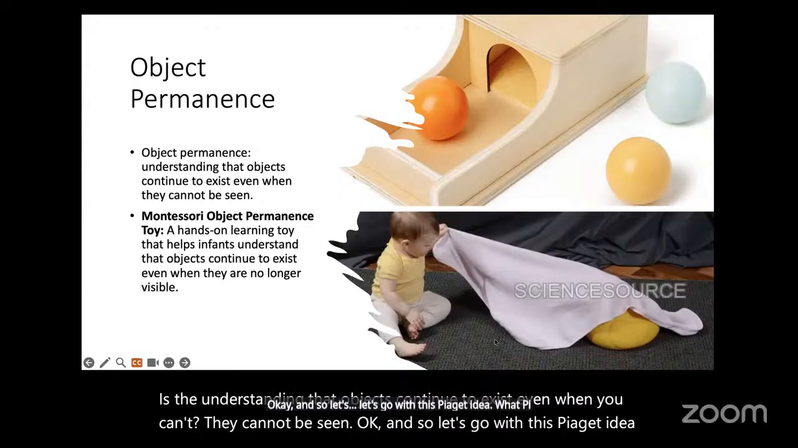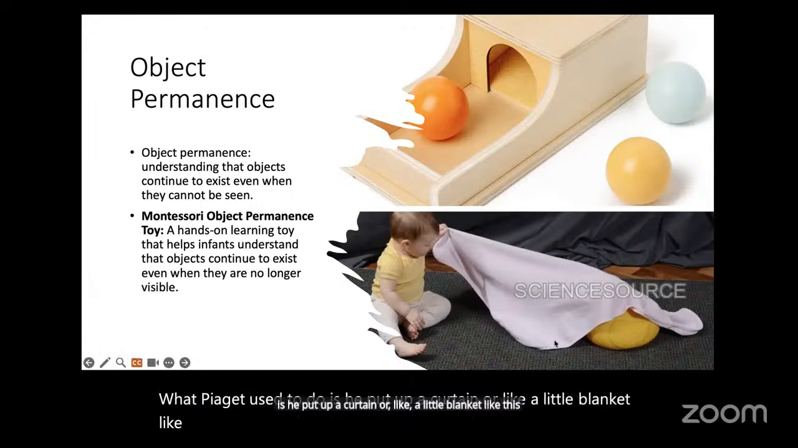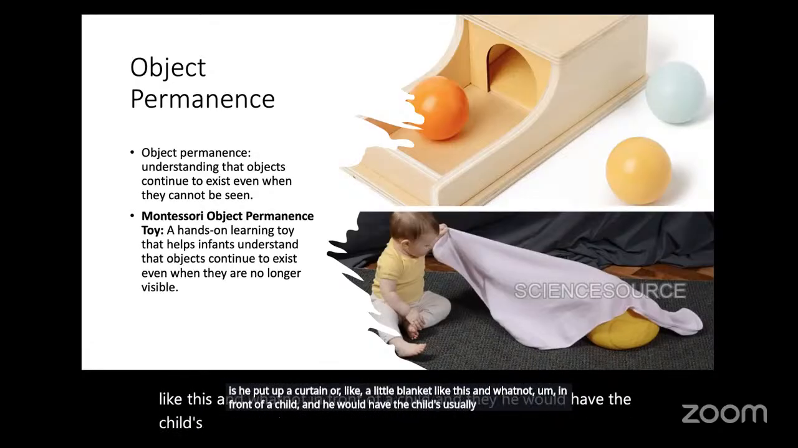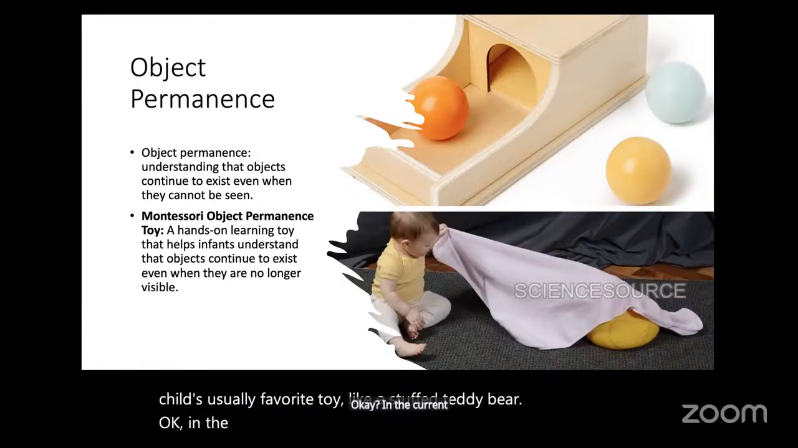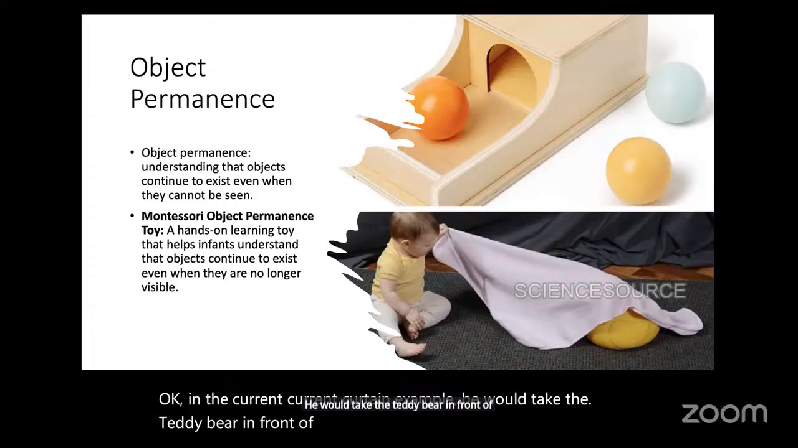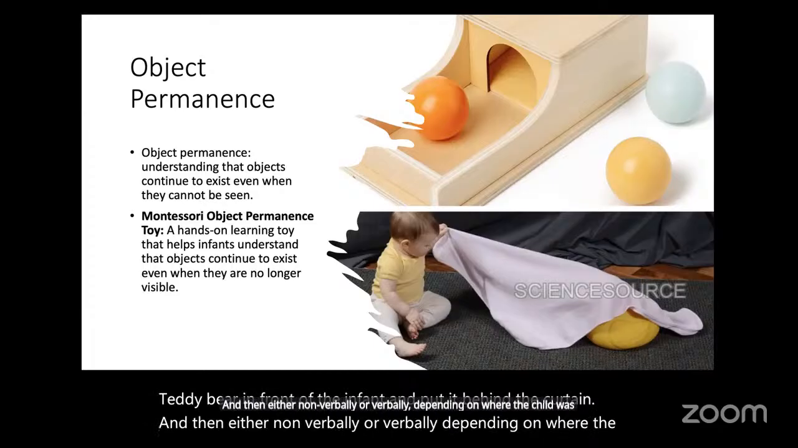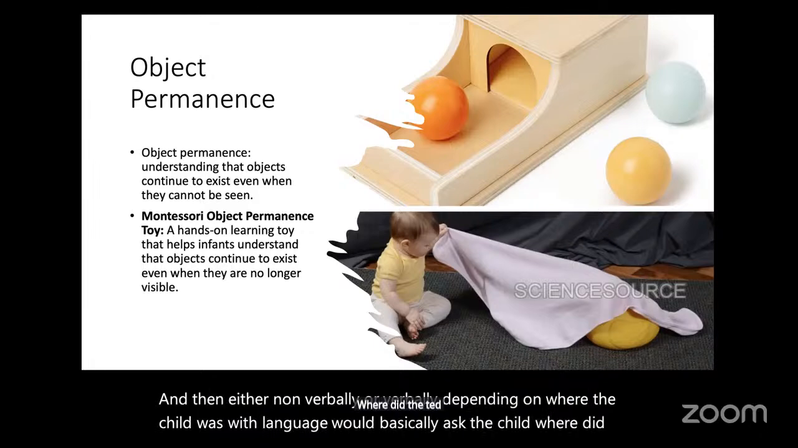What Piaget used to do is he put up a curtain or a little blanket like this in front of a child, and he would have the child's usually favorite toy, like a stuffed teddy bear. In the curtain example, he would take the teddy bear in front of the infant and put it behind the curtain, and then either non-verbally or verbally, depending on where the child was with language, would basically ask the child, where did the teddy bear go?